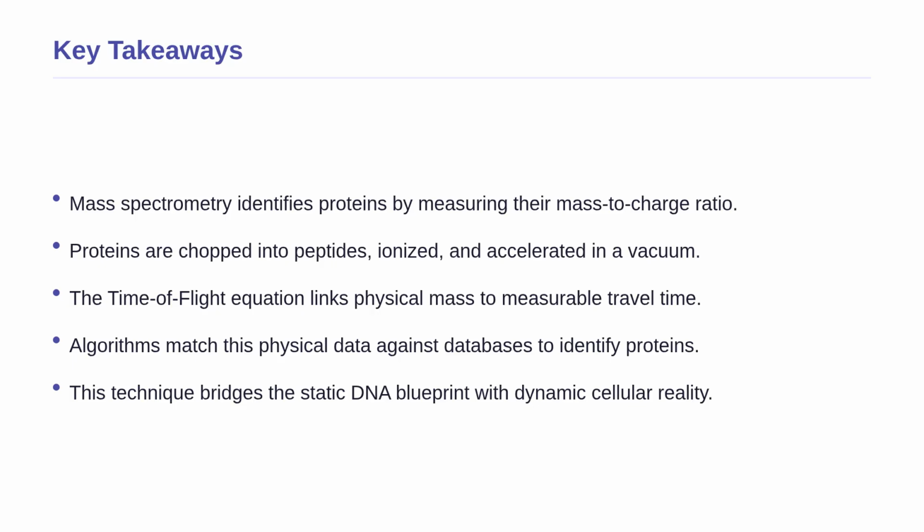To wrap up our lecture, let us review the most important ideas we have covered. First, mass spectrometry is an indispensable tool that identifies active proteins by measuring their exact mass-to-charge ratio. We learned that this is achieved by ionizing peptide fragments and accelerating them through a vacuum.